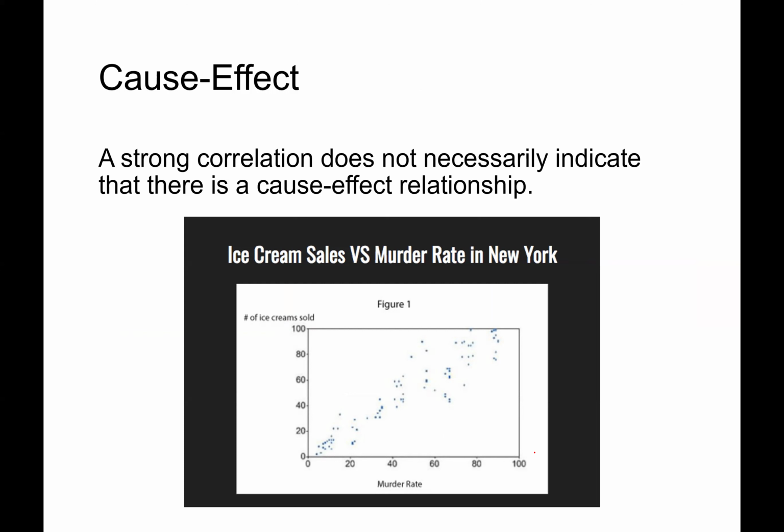And there's a strong positive linear correlation going on here. But what's our data? What's our independent variable? Independent variables along the horizontal axis. So what's on the horizontal axis? Murder rate. The dependent variable that depends on the independent variable is on the vertical axis. What's on the vertical axis? Ice cream sales. And this is real data in New York City. So is ice cream sales dependent on the murder rate in New York City?